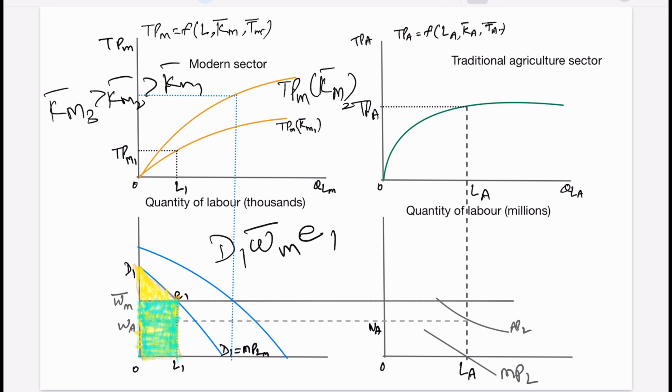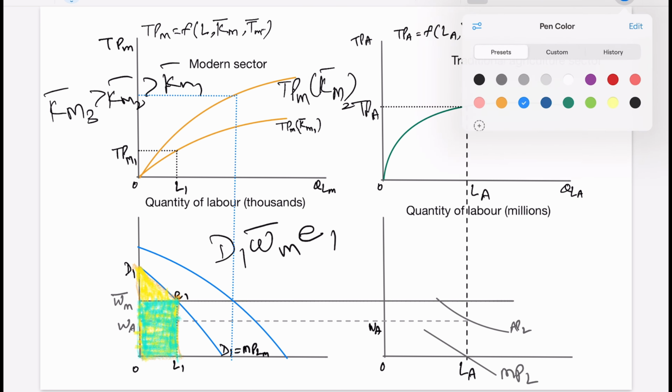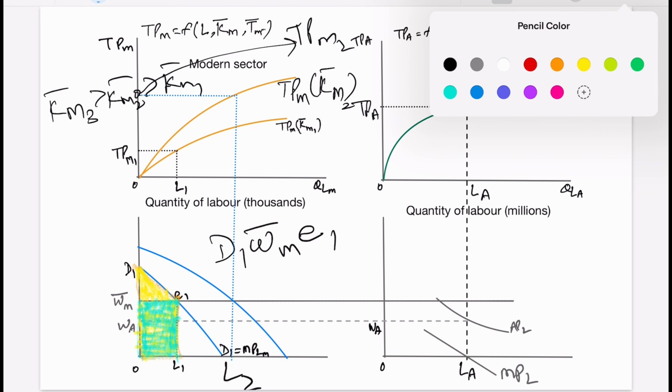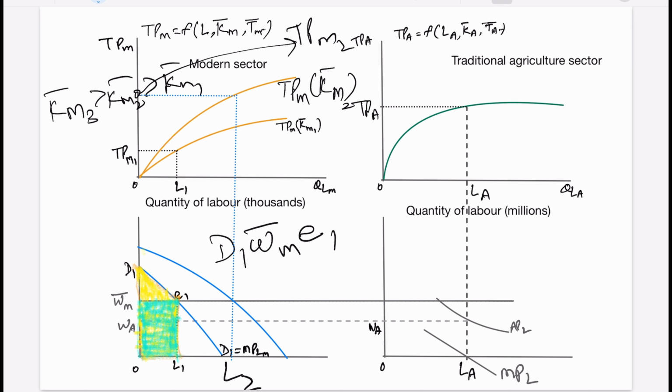Okay. So now this is TPM2. This portion is TP, sorry. And this particular point is TPM2, and this is L2. We have hired more workers now. Now the profit portion will be even higher. So we are going to have this also in profits.